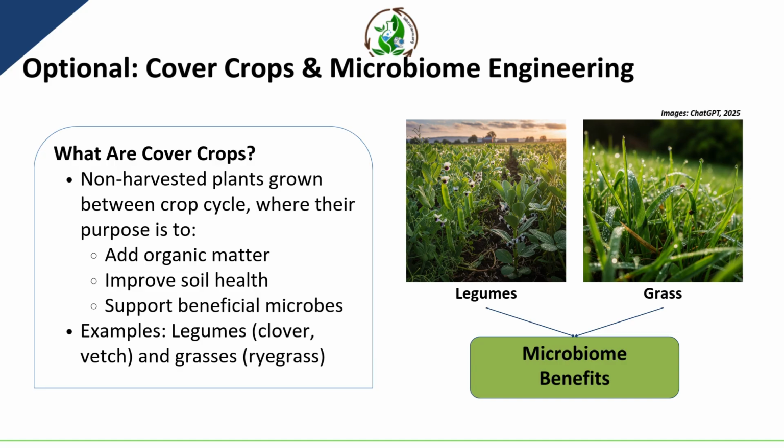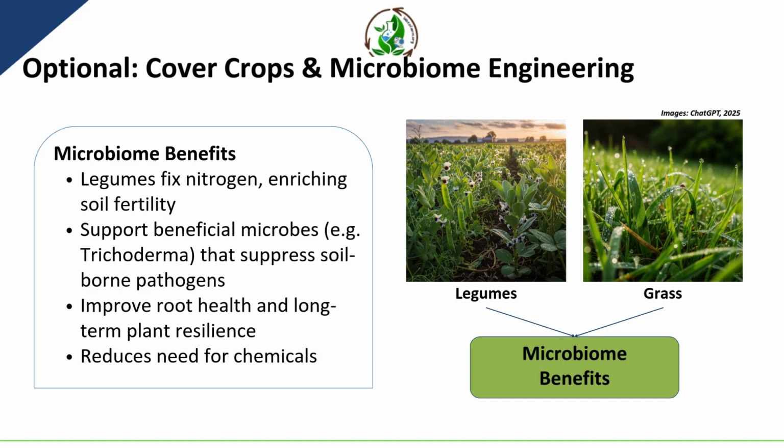Now let's zoom out from metabolic models and look at how plants can help build better soil communities between crop cycles. Cover crops are plants that farmers grow not to harvest, but to heal and improve the soil in the off-season. They add organic matter, protect the soil surface, and create a welcoming environment for beneficial microbes. Different types of cover crops bring different strengths.